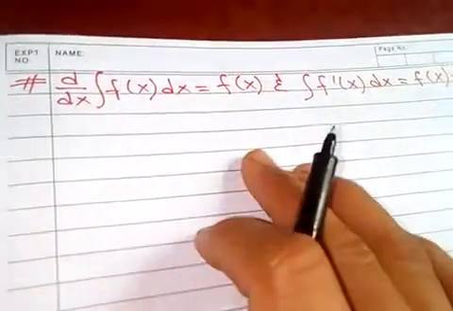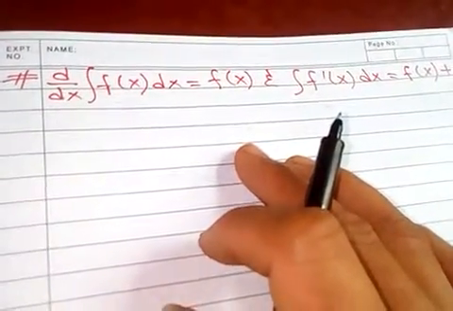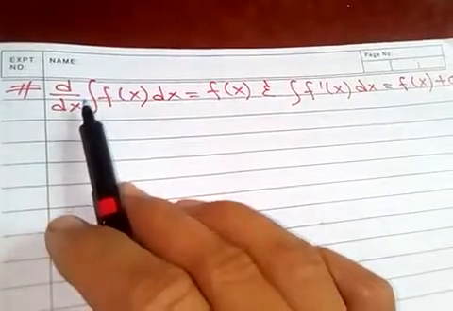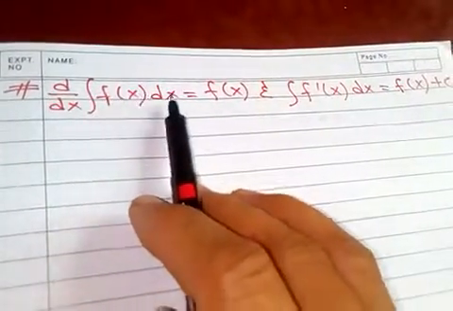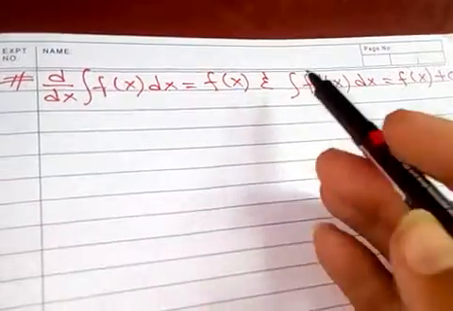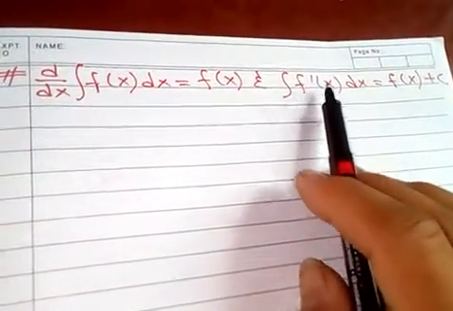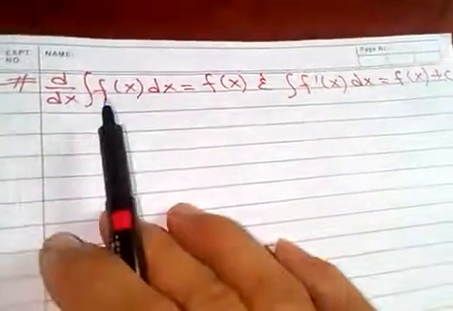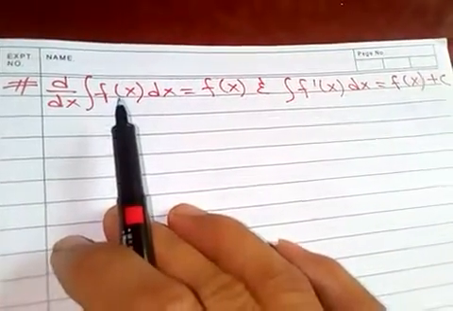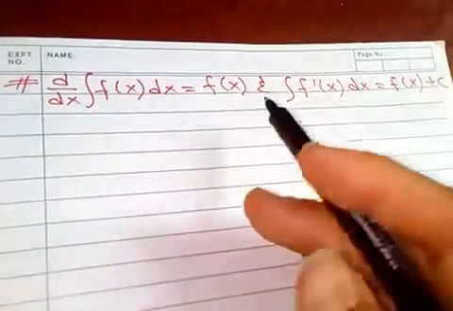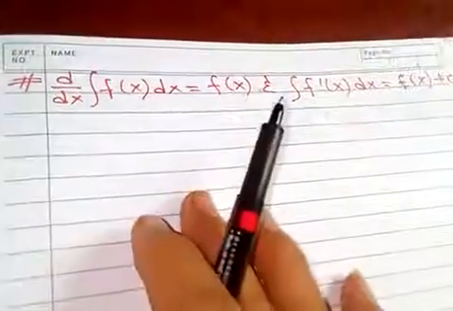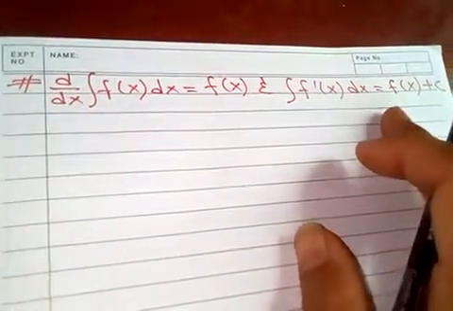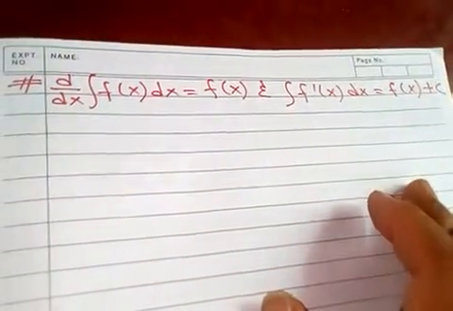Today I'm going to prove this. The derivative d by dx of the integral of f of x dx is equal to f of x, and the integral of f dash x, which means the derivative, is equal to f of x plus c. That means I'm going to show that differentiation and integration are inverses of each other. So this is differentiation, this is integration, and they reverse each other. So I'm going to show you here.